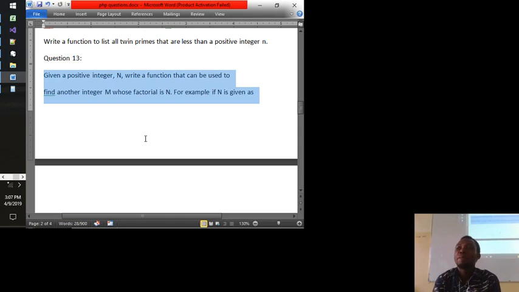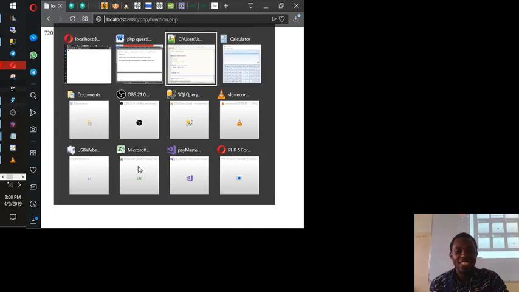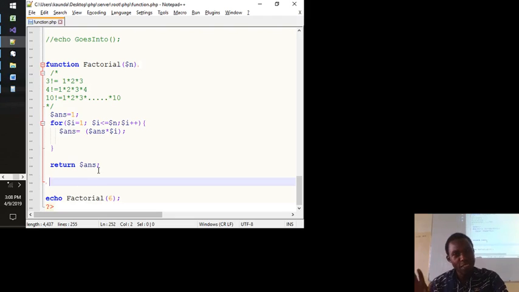Let's give a try. Is the question clear? We have 6 factorial is 720. So now I want to reverse it. If you are given 720, you want to get the 6. You get it? When we are given 4, we got 24 as the factorial. Now if you are given 24, you want to get the 4 back. That is what you want to achieve. Let's give it a try.